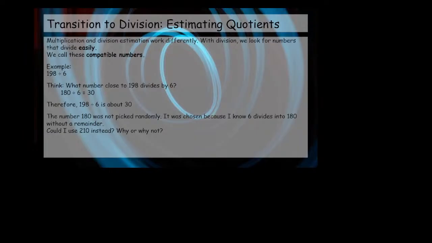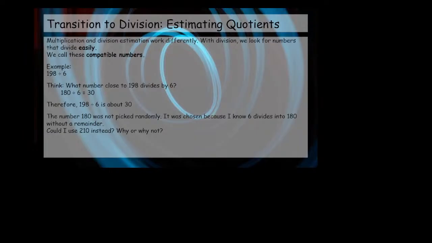For example, 198 divided by 6. Think, what number close to 198 divides by 6? The closest number that divides by 6 is 180 because 18 divided by 6 is 3, right? So we know that 180 divided by 6 would be 30. Therefore, 198 divided by 6 is approximately 30.